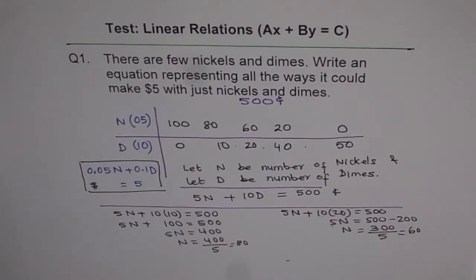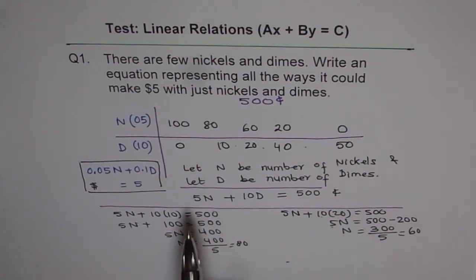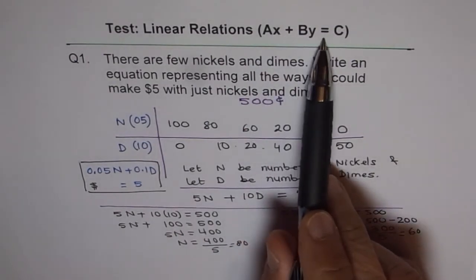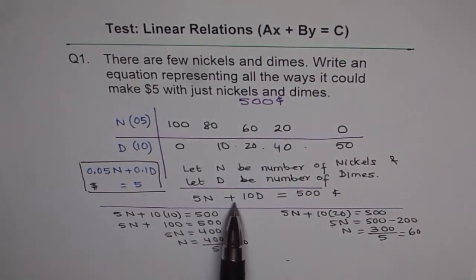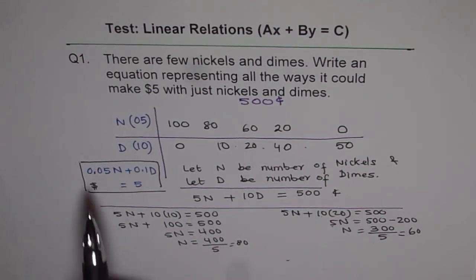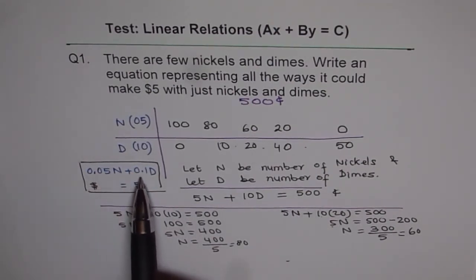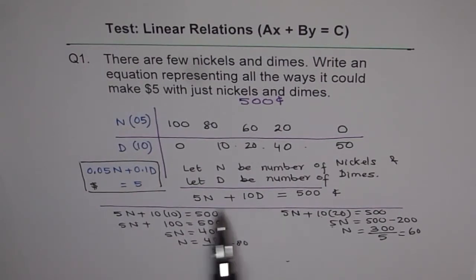I hope you understand the concept. Concept here is that we have a word problem where there are two different quantities or items which are so related that we cannot say this is independent of the other. And in such situation, we can use equation of the form ax plus by equals to c, like we wrote here, 5n plus 10d equals to 500, or 0.05n plus 0.1d equals to 5. This is a linear equation which represents such a situation. Do you see that? And we'll explore these kinds of relations in the coming examples.